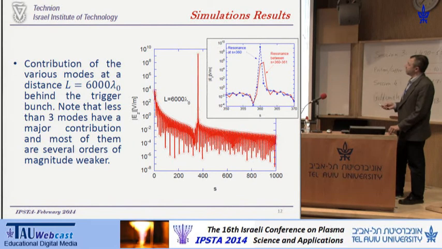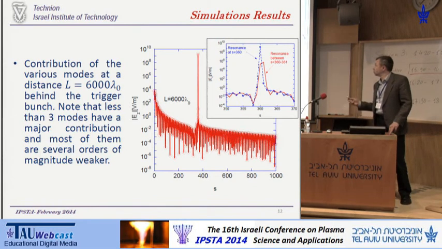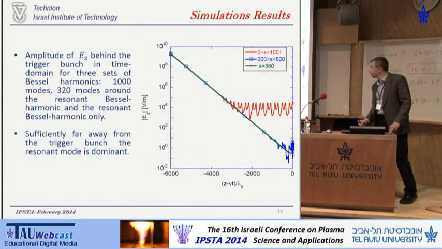On the insert, you can see the comparison between the case when the resonance is exactly at mode 360, which is the blue line, and the case when the resonance is just in between mode 360 and 361. And as you can see, in the latter case there is a significant degradation in amplification of the wake, several orders of magnitude, and the wake is not completely monochromatic. At least two modes contribute to the wake.